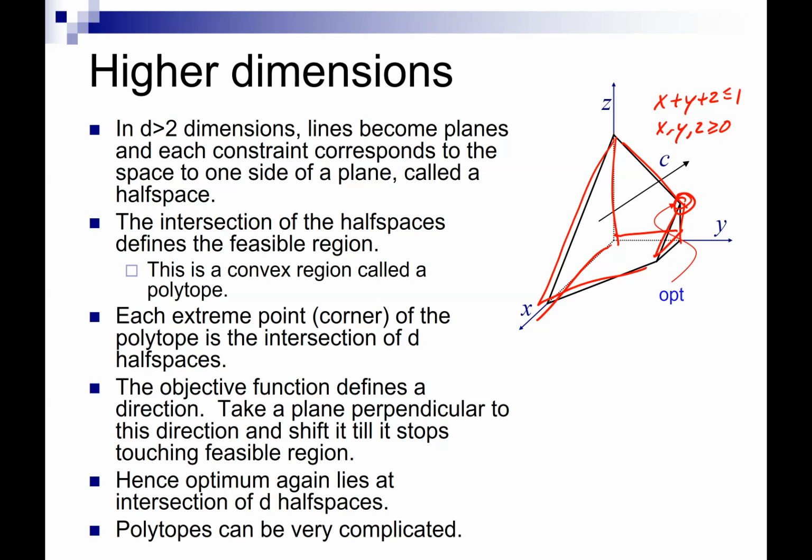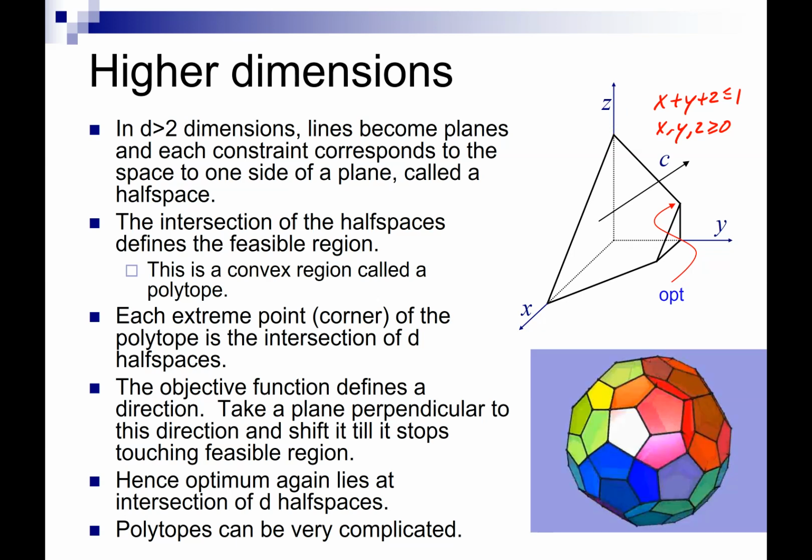One more thing to say about this is that these polytopes can actually be very complicated. This polytope only has a few faces. But in general, if you have, let's say, n constraints, you could actually have an exponential number of faces, an exponential number of these extreme points, for the polytope which is the intersection of all those constraints. So in general, it could have a very complicated shape like this.